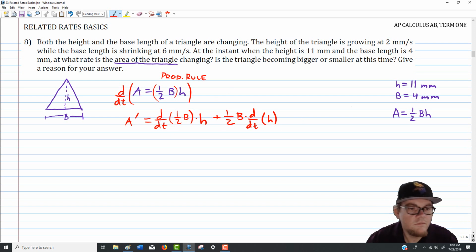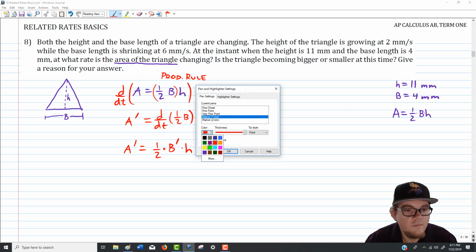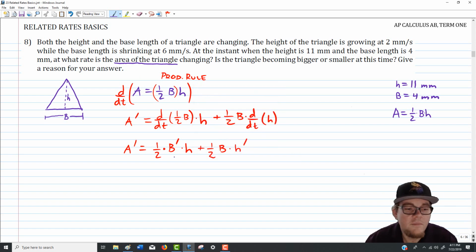Could clean up a little bit. In fact, let's do that. So A prime is going to be, well, the derivative with respect to t of 1/2 b is going to be 1/2 times b prime. And of course, we still have an h there. And on the second one, we do have 1/2 b. And then we have the derivative with respect to t of h. That's going to, of course, be 1 times h prime. So now that we have both terms differentiated and ready to go, using the product rule, we can start to substitute the pieces of information that we have, and then see if we can't figure out the rest in just a second.